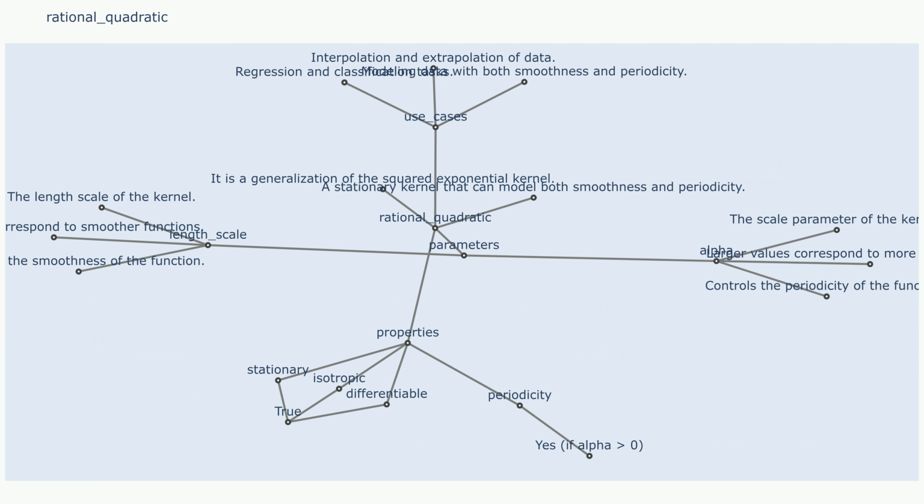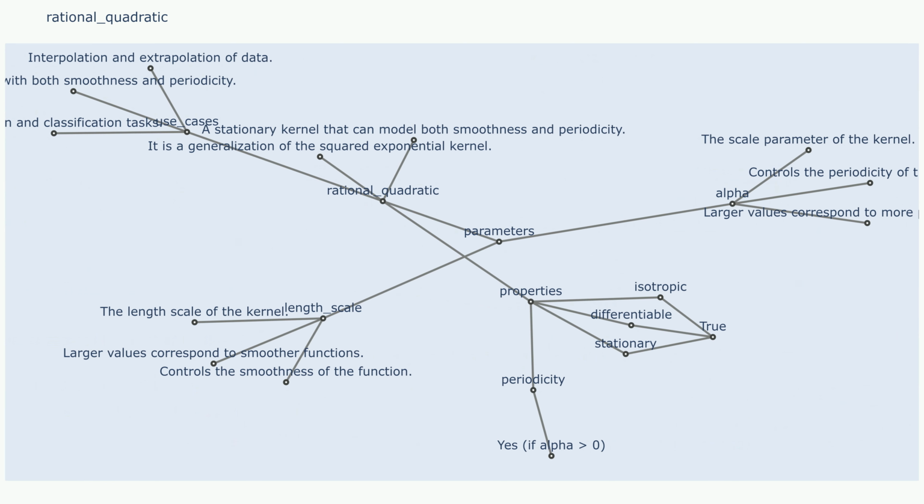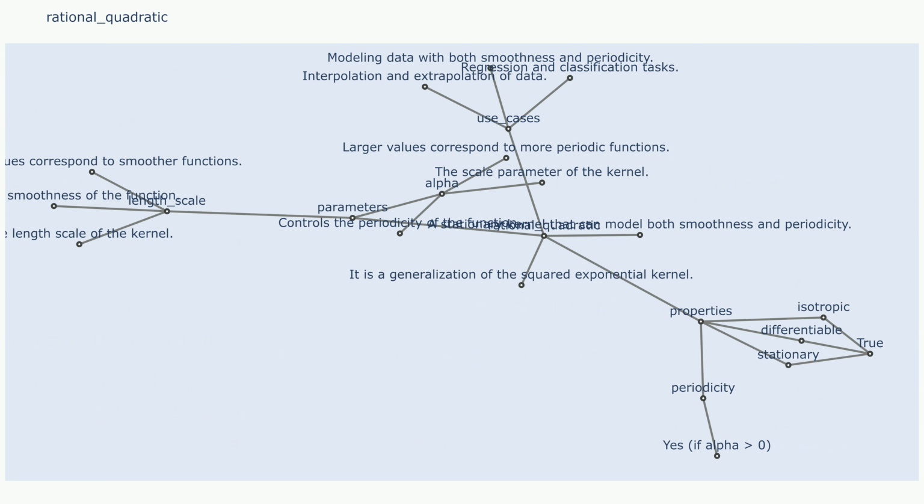Large alpha. This leads to a model that favors longer length scales, resulting in a smoother function with less sensitivity to local variations in the data. Small alpha. This emphasizes shorter length scales, leading to a more wiggly function that captures local variations more readily. As alpha approaches infinity, the kernel becomes identical to the squared exponential kernel.